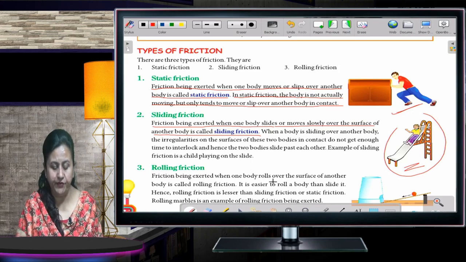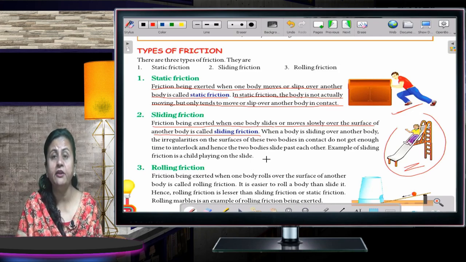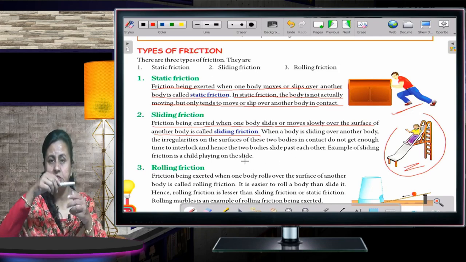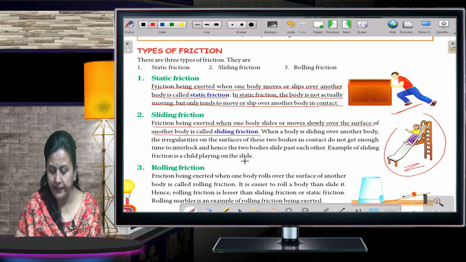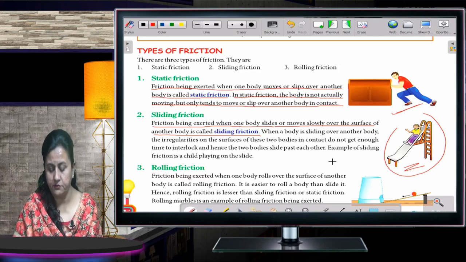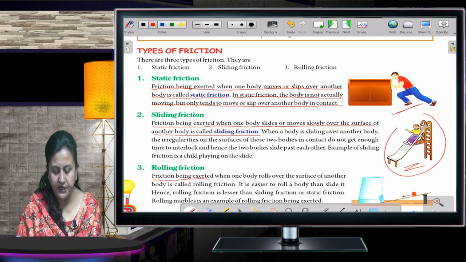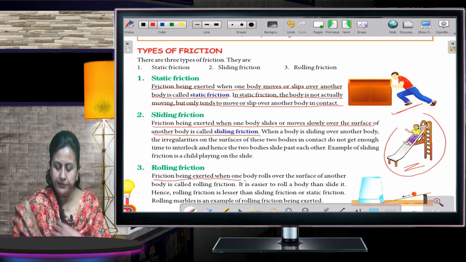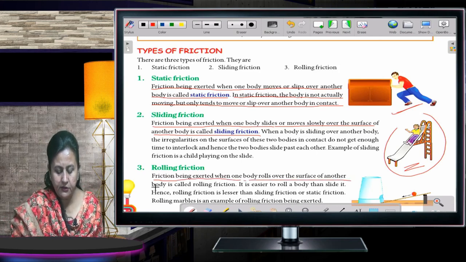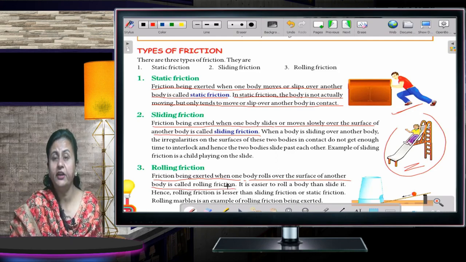Now, we'll talk about rolling friction. Rolling means it's in contact and it is rolling on another surface. Friction being exerted when one body rolls over the surface of another body is called rolling friction.